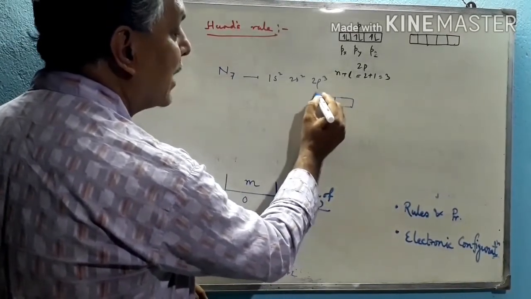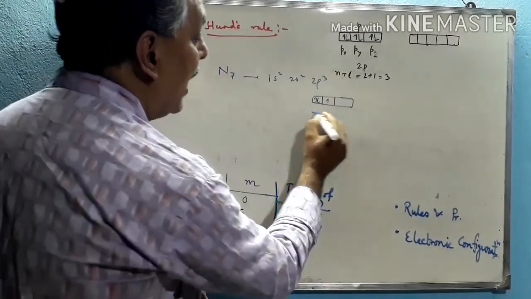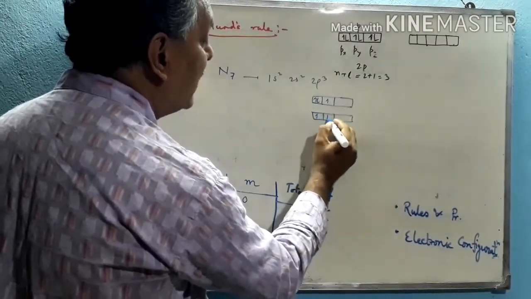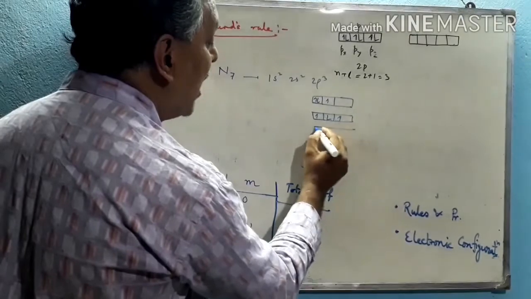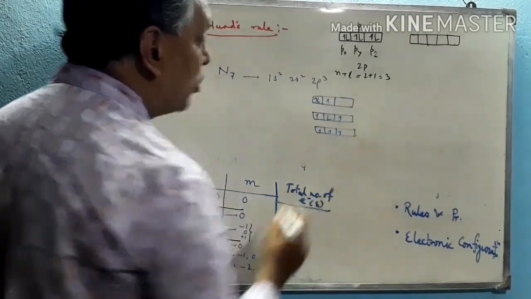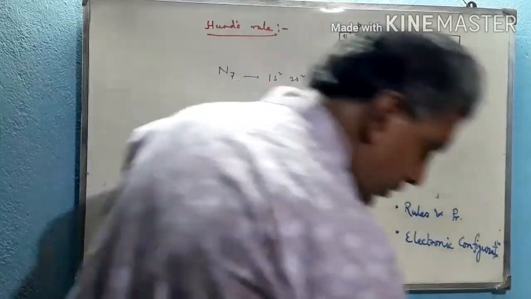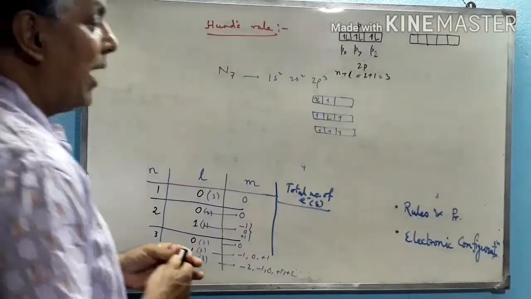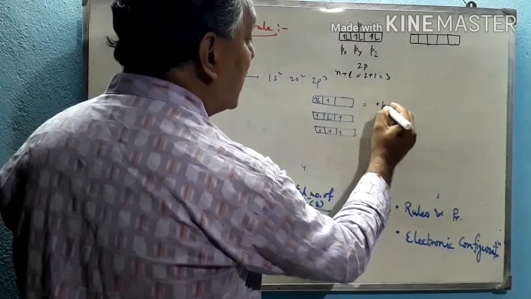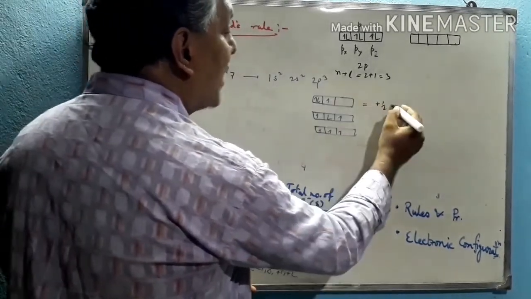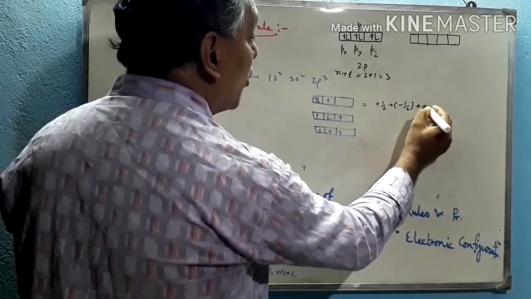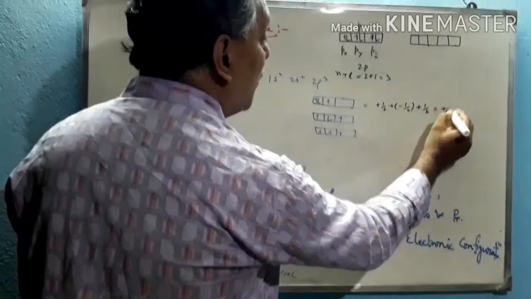Suppose 2 electrons are here and 1 electron is here. And in the case of the second arrangement, the electrons are arranged like this. In the case of the third arrangement, the electrons are arranged like this. So if we calculate the spin multiplicity value, that is for clockwise spin plus half, for anti-clockwise spin minus half, and again for clockwise spin plus half. So overall it will be plus half.